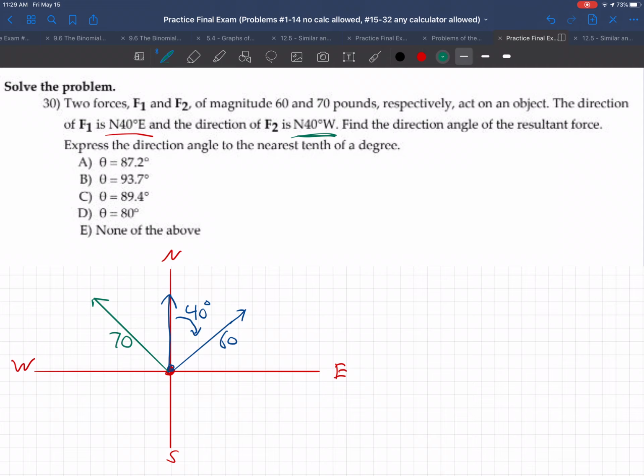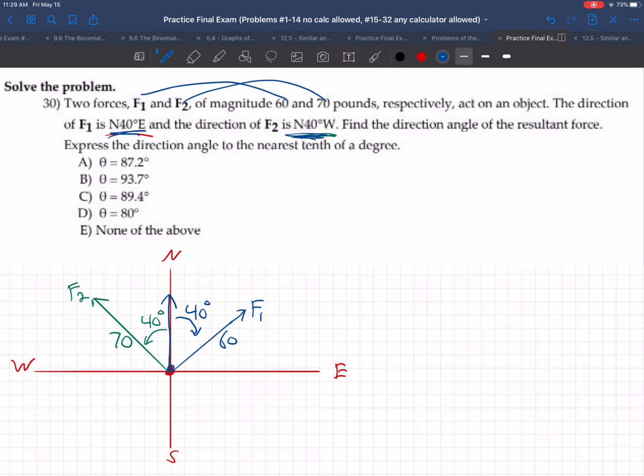So it's a little longer, and this one's also 40 degrees this way. So this is force vector 2. This other one is force vector 1. So there are the two force vectors. Force 1 is 60, force 2 is 70. Force 1 is north to the east, force 2 is north, but 40 to the west.